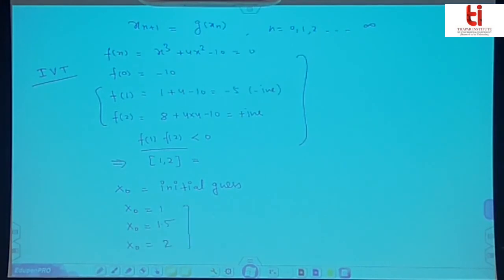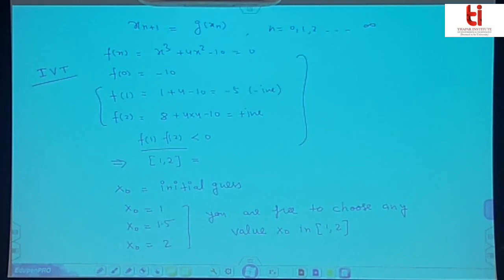You are free to choose any value inside this interval. Any value x0 inside the interval 1 to 2. You can choose 1, 1.1, 1.2 up to 2, any value in between the interval 1 to 2.